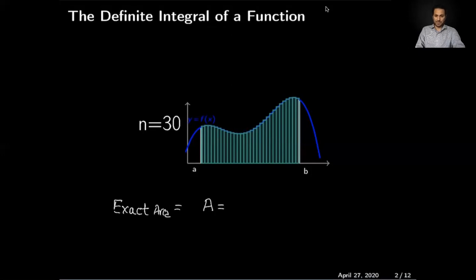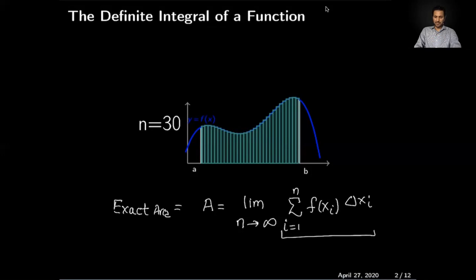We get the exact area by taking infinitely many n, dividing the region into infinitely many pieces and calculating the area of each piece: f(x), that is the height of each rectangle, and delta x is the width of each rectangle, and then adding them up. This is the area of these rectangles, but we are taking infinitely many rectangles.